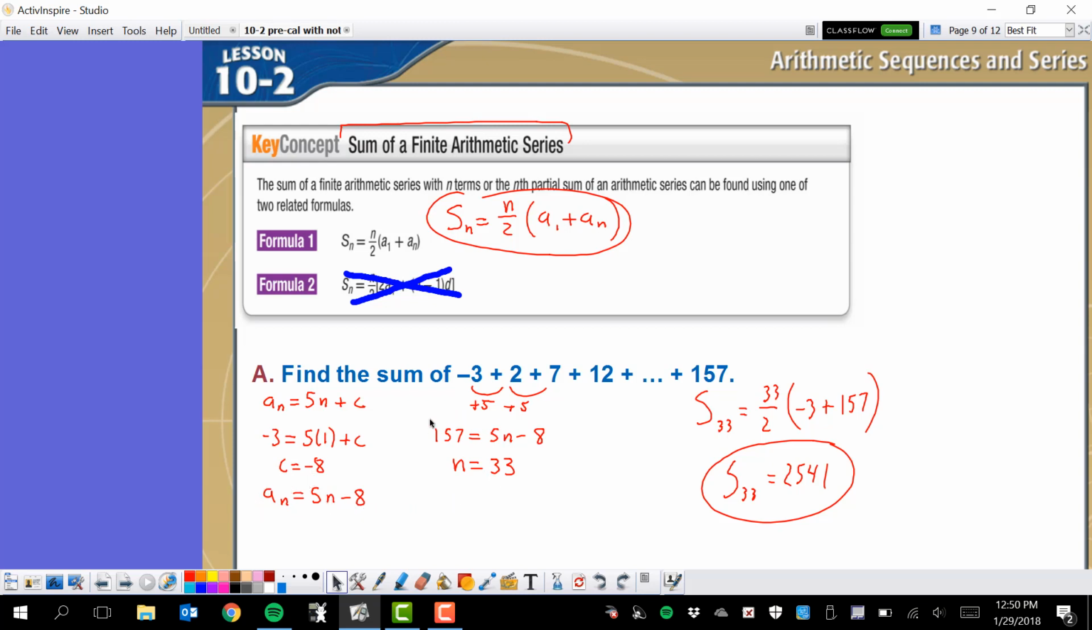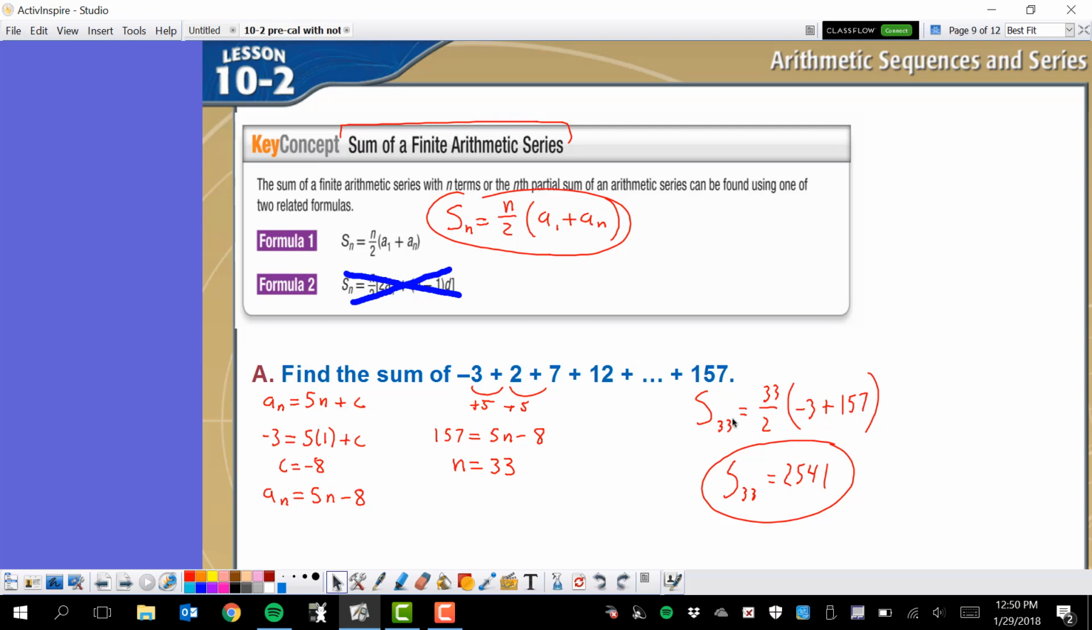Then what I can do is I know that 157 is going to be the nth term of the sequence. So I plug 157 in for an, but I don't know what n is, so I'm going to solve for that. If I solve for n, I get n is 33. That tells me that 157 is the 33rd term in the sequence. So I'm going to find the sum of the first 33 terms of this sequence.